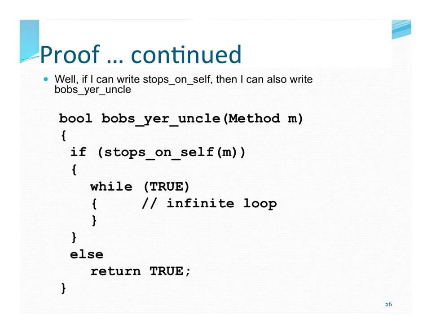So continuing, if I can write this method called stops on self, then I can also write a method called Bob's your uncle. And if you've never heard the phrase Bob's your uncle before, you can look it up in Wikipedia.